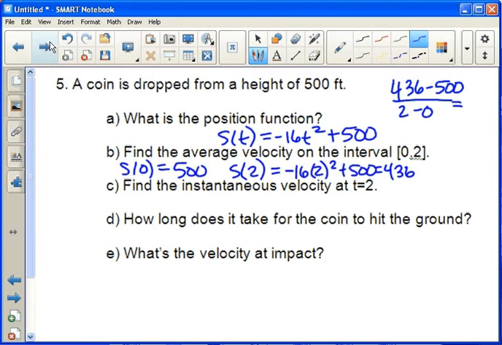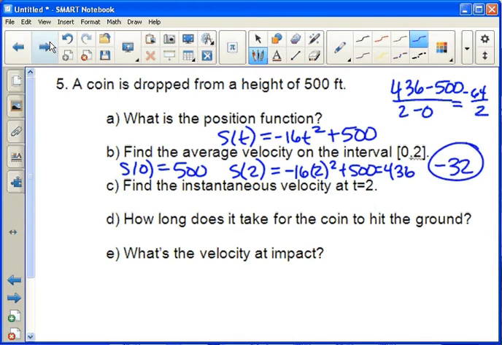Let me double check that, but I think that's right. Yep. And so we get negative 32 as the average rate of change. Again, average, you do a slope formula, no derivatives.